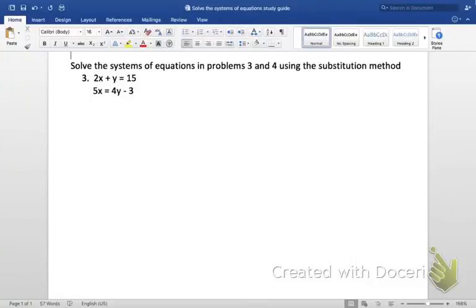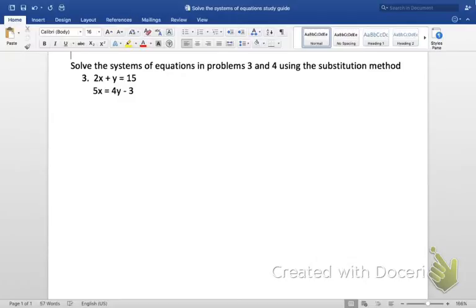Solving systems of equations study guide, problem number 3. So we're going to solve this problem using the substitution method. Now, in order to use the substitution method, we have to solve for one of the variables in one of the equations. That means you have 4 options.